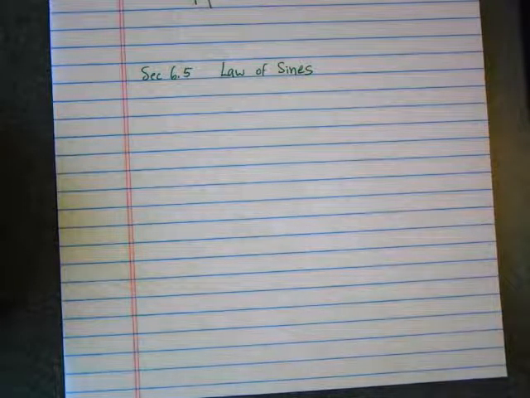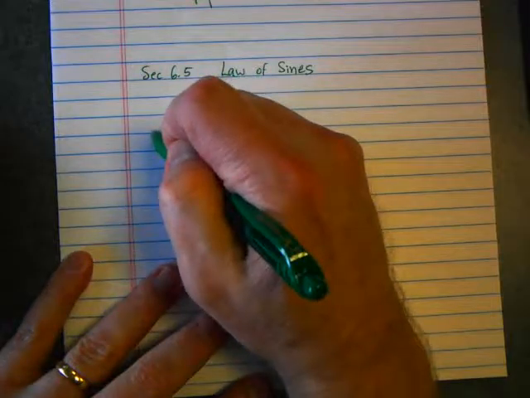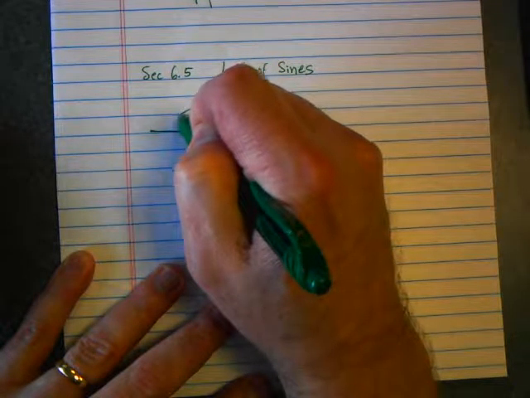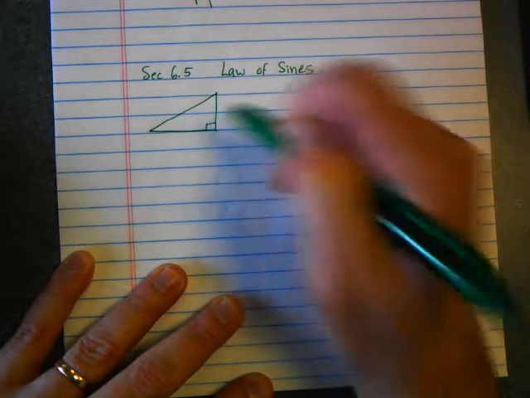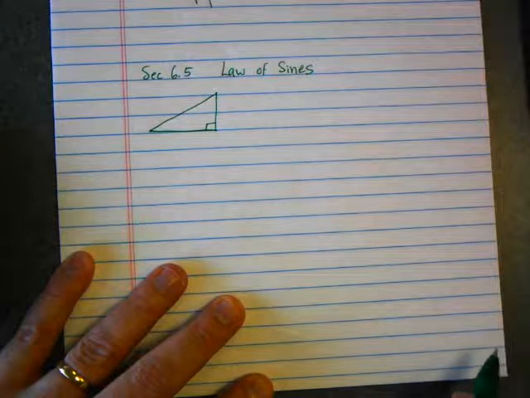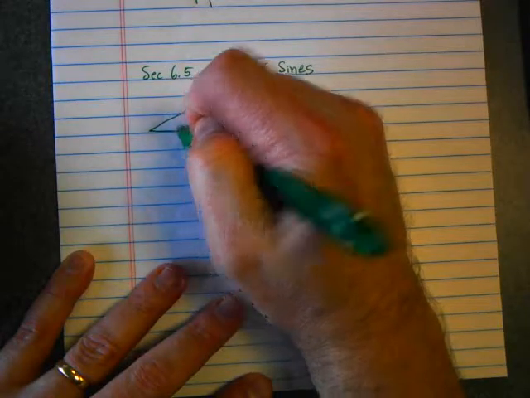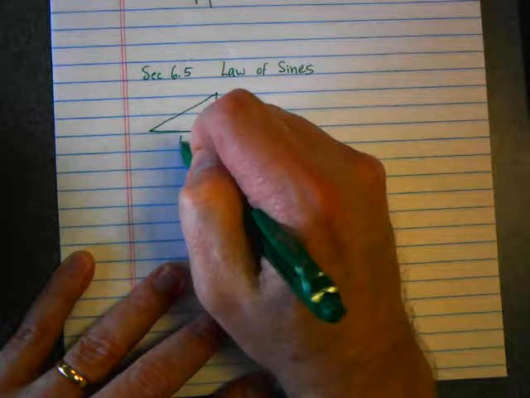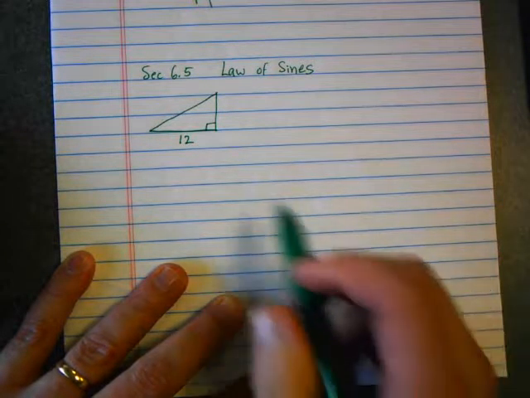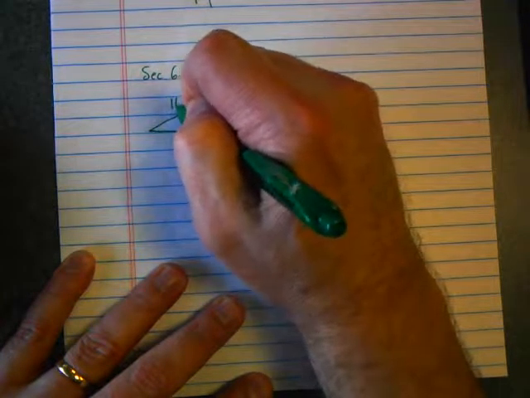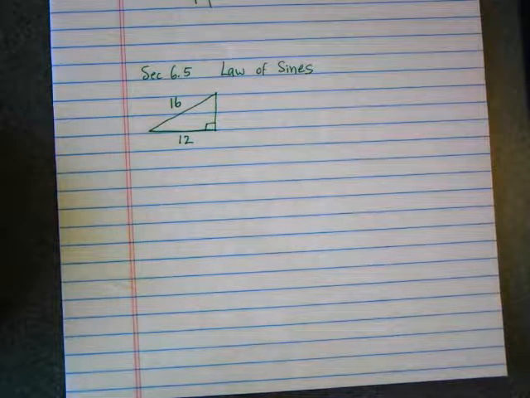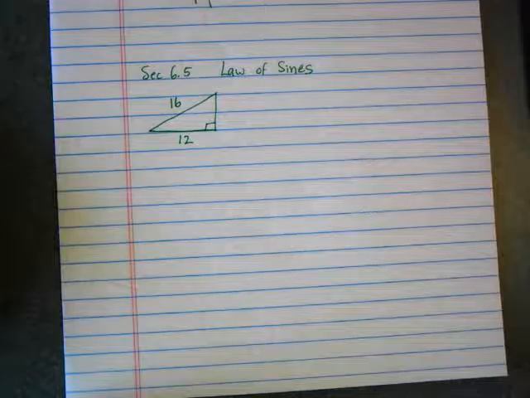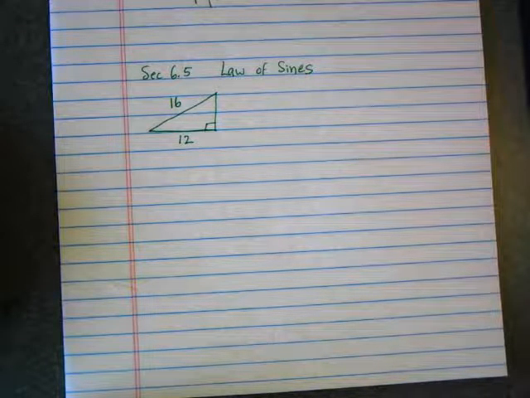All right, so when we left, when last we met, we were doing things like this. I might give you a right triangle, and I might tell you that this side over here has length 12 and the hypotenuse has length 16. And I might say solve that triangle. How would you do it?